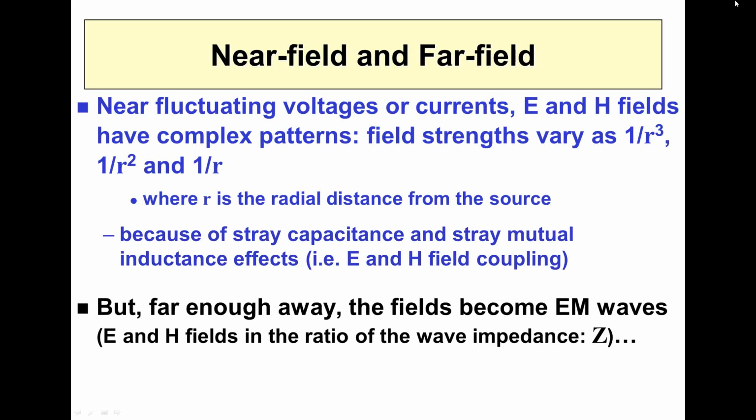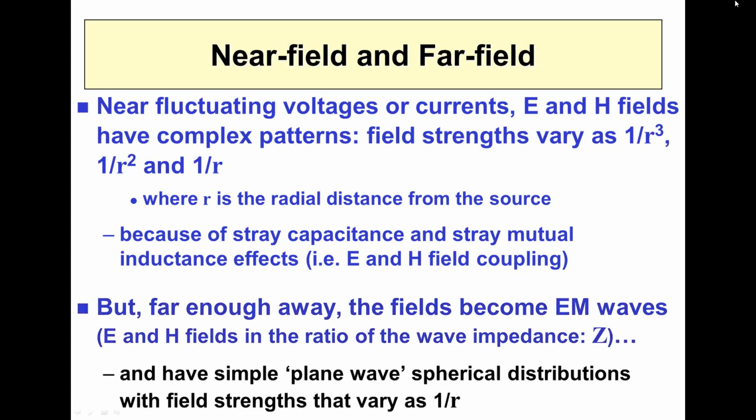Far enough away from our source, so that it looks tiny, no matter how big it is, if you're far enough away that it looks really very small, the fields become electromagnetic waves. Plane waves, we call them. And they have electric and magnetic fields in the ratio of their wave impedance in that medium, Z. And they have a simple spherical distribution. And the field strength varies as 1 over r.